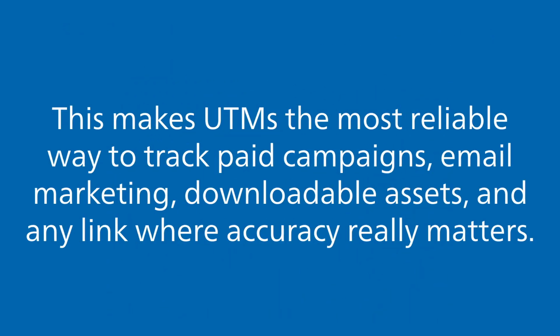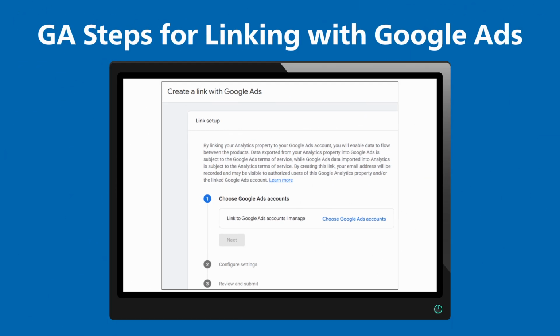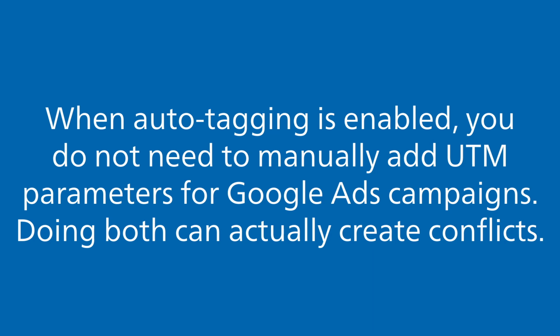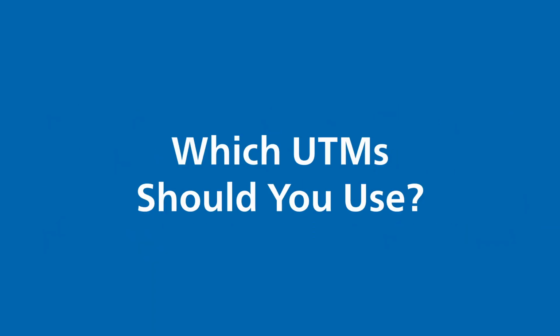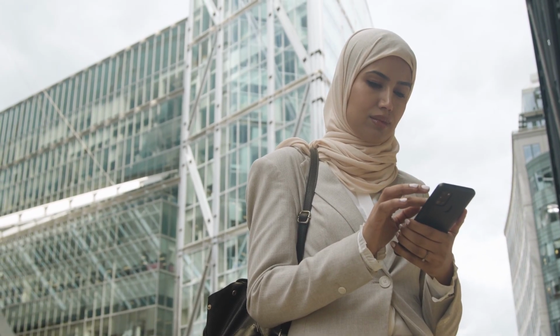This makes UTMs the most reliable way to track paid campaigns, email marketing, downloadable assets, and any link where accuracy really matters. Now, if you're using Google Ads, there's an important distinction. Google Ads supports auto-tagging, which automatically appends a parameter to your URLs and passes campaign data directly into GA4. When auto-tagging is enabled, you do not need to manually add UTM parameters for Google Ads campaigns. Doing both can actually create conflicts. UTM parameters are primarily for everything outside of Google Ads: newsletters, banners, social posts, PDFs, QR codes, and partner links.